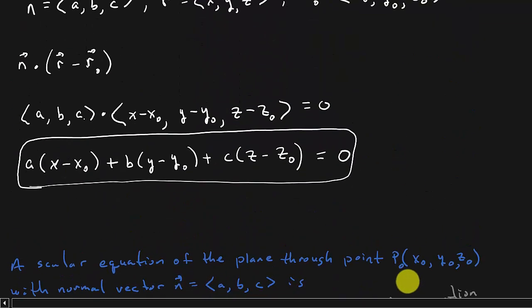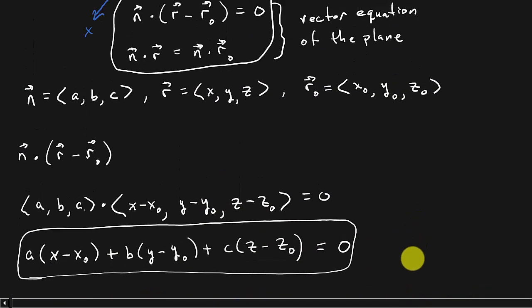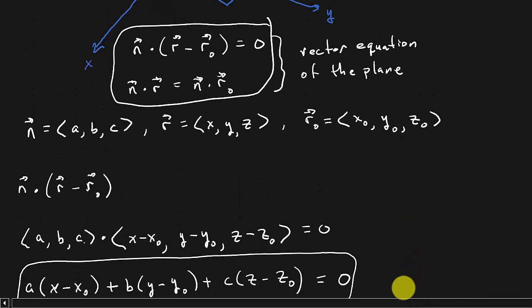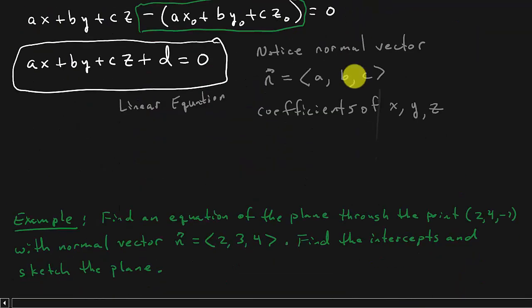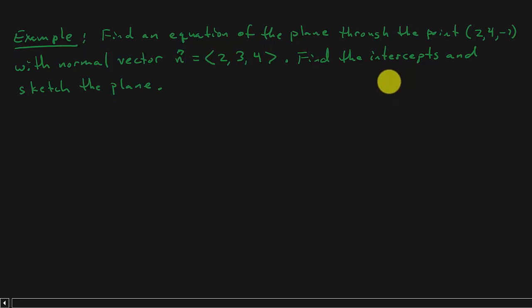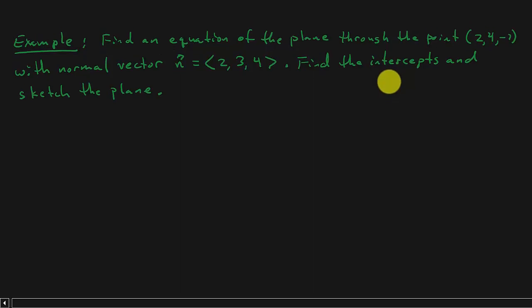And then back up here, well, I wrote that already. This is the vector equation of the plane. All right, so let's look at an example.